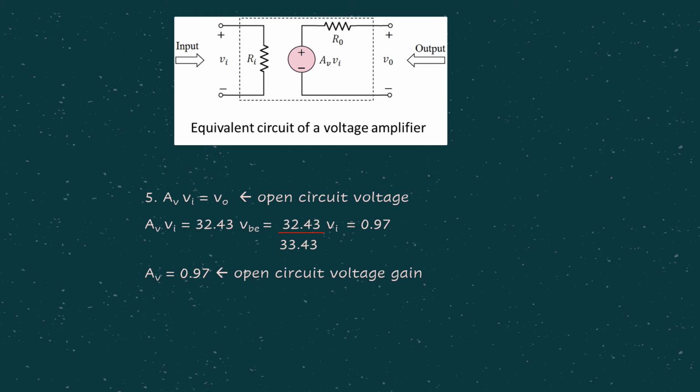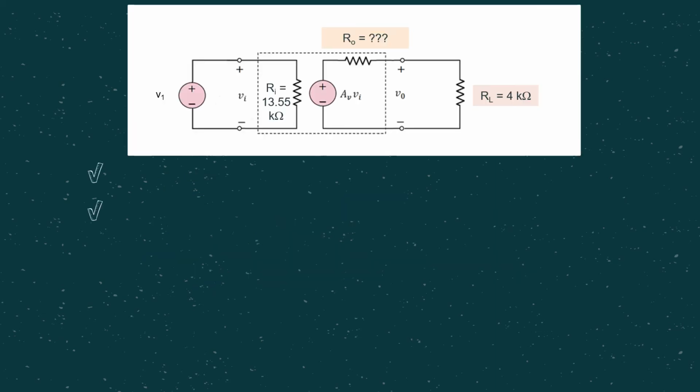So later, obviously, we try to fit to the equivalent circuit of a voltage amplifier model. Then we need to consider AV VI equals V0, similar to the common emitter amplifier before. Then V0 we already have in terms of VBE from step number 3. Then VBE we replace in terms of VI, so that we can cancel out the VI, leaving our open circuit voltage gain as 0.97. For this particular example, if you notice from the circuit given before this, we have a load resistor.